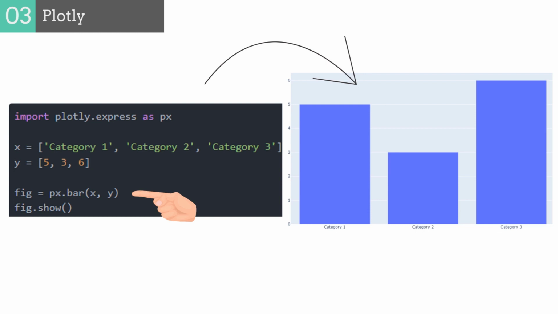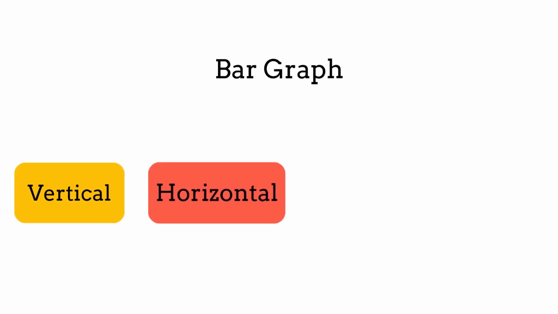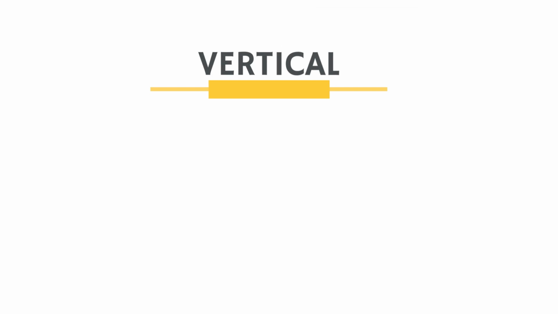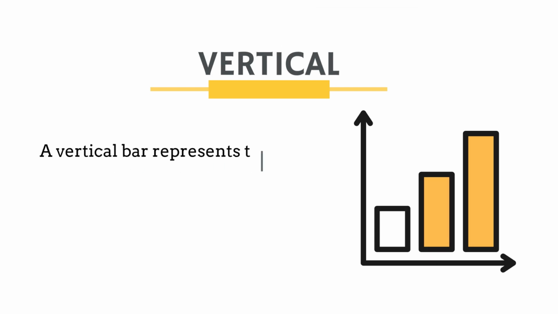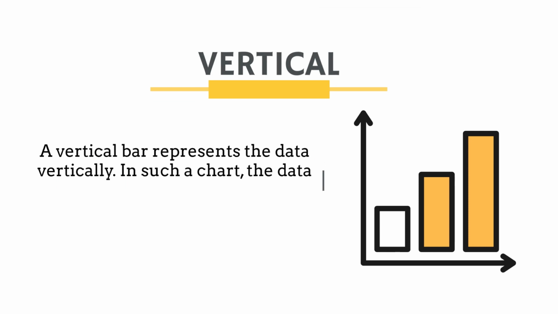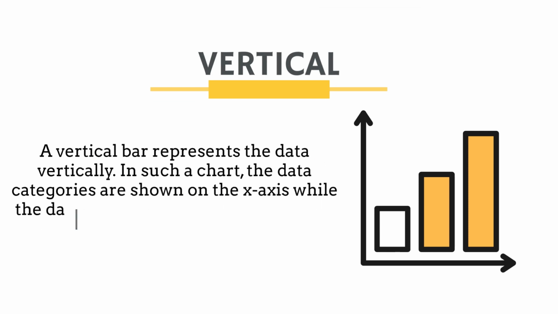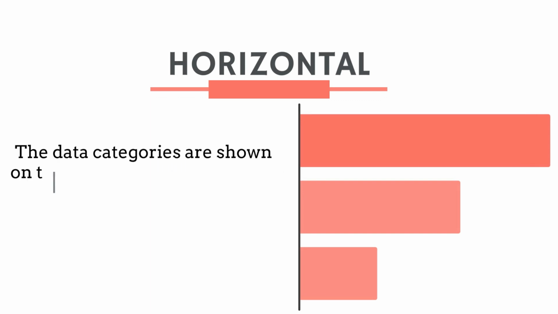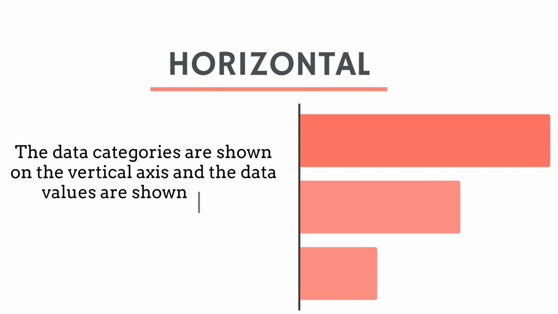Now let's discuss some types of bar graphs. In this tutorial I have covered four commonly used graphs: vertical graph, horizontal graph, grouped graph, stacked graph. Let's explore one by one. Vertical graph. In a bar graph, a vertical bar represents the data vertically. In such a chart, the data categories are shown on the x-axis while the data values are shown on the y-axis. Horizontal graph. In a bar graph, a horizontal bar chart represents the data horizontally. The data categories are shown on the vertical axis and the data values are shown on the horizontal axis.